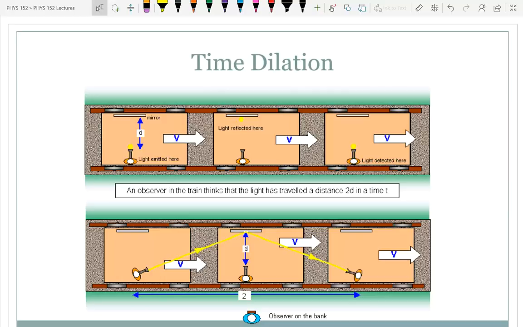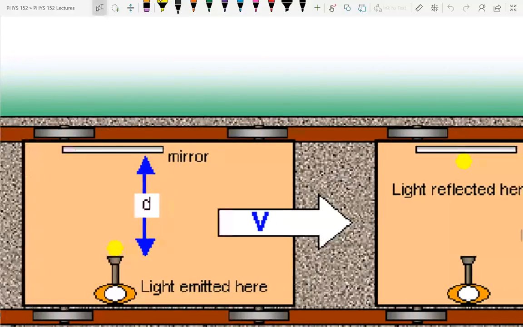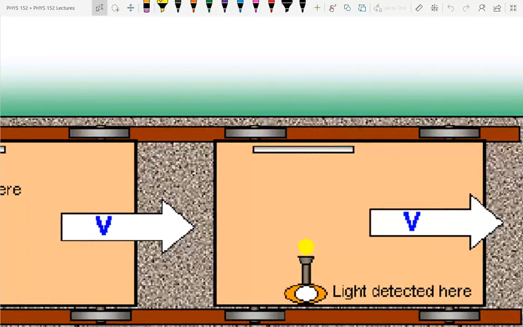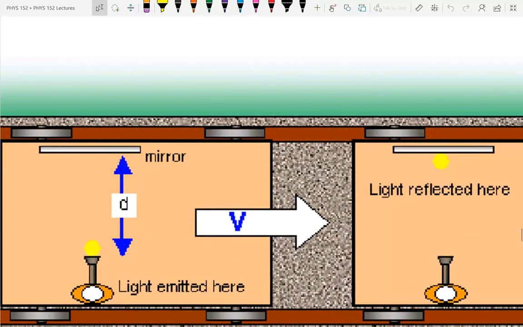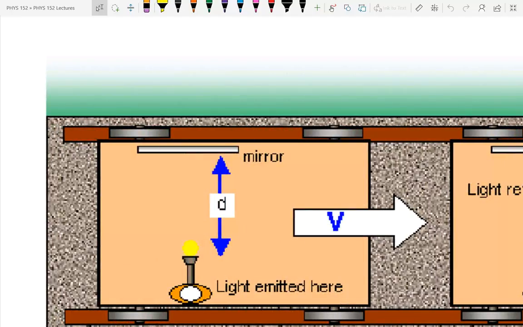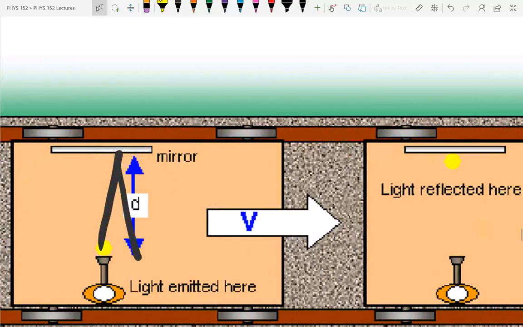So if you have this clock set up in a railroad car, you have a distance D between the light and the detector, or the mirror. Okay, this is showing a little yellow ball for the light burst. And so the time for a tick is the time for the light to come up here and come back down. Understand the clock?